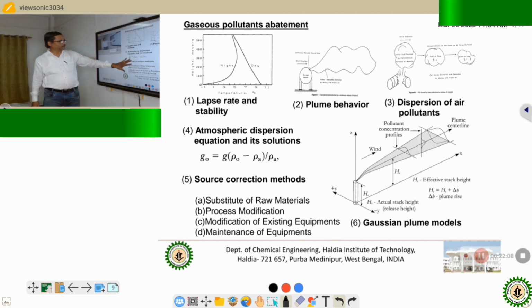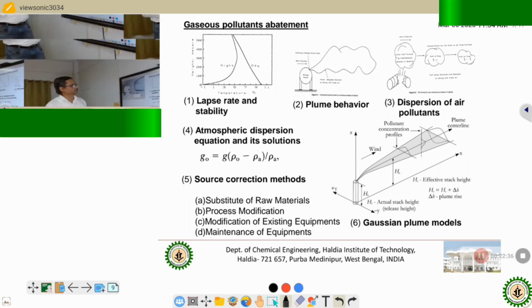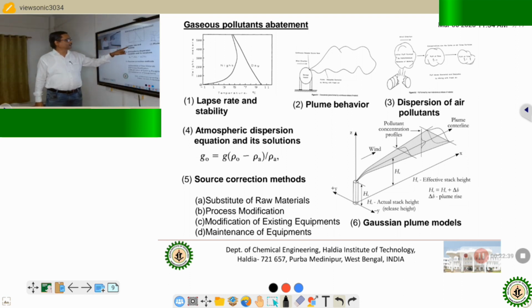There are different methods by which the gaseous pollutant content can be reduced. The first one is lapse rate and stability. What is that? In the graph I am showing, lapse rate means how the temperature changes with increasing height from the ground level. And definitely with the change of temperature, the pollution level will also change. We can explain later. In the daytime, if we go on increasing the height from the ground level, then definitely the temperature will reduce.